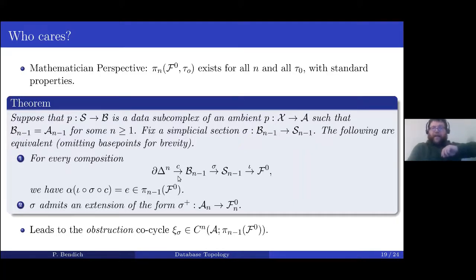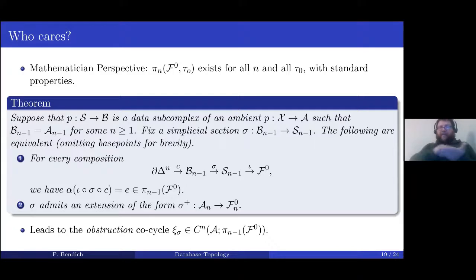If I can extend the thing to the next skeleton, or whenever I have the boundary of an n-cell downstairs, I include that into the skeleton, I map it forward by the section, I then just include that into f naught, that whole composition is the identity on the homotopy. So in other words, this is this thing called an obstruction cocycle.